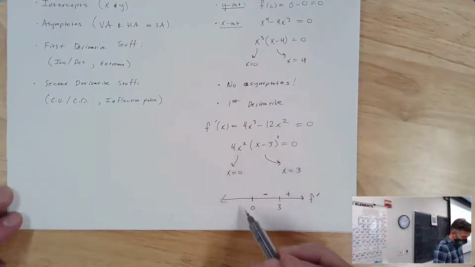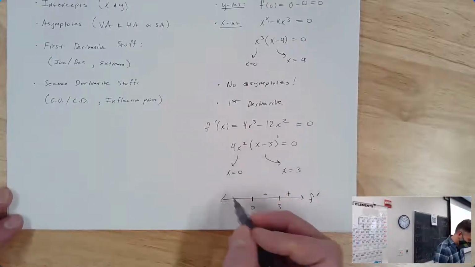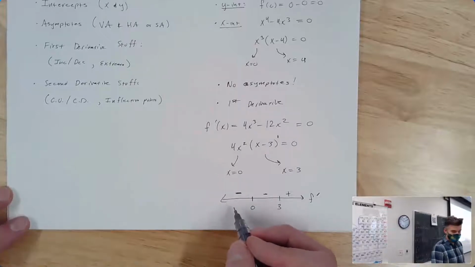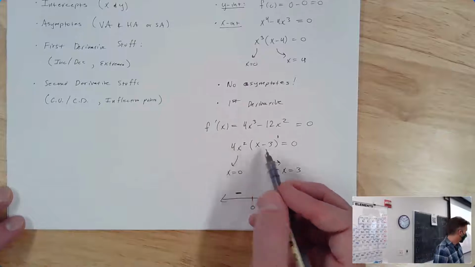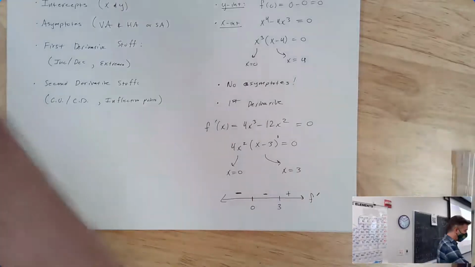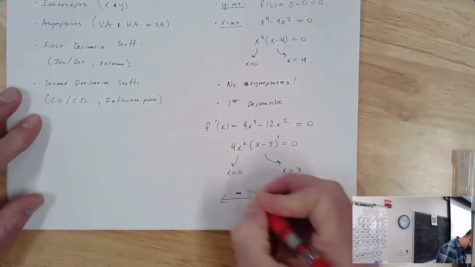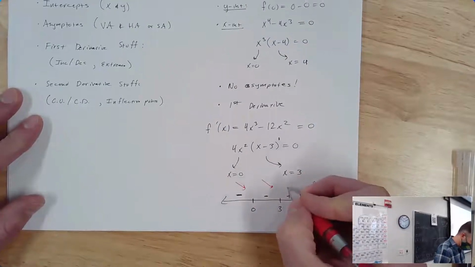And then I do the same thing here. You can either say 0 came from this factor with an even multiplicity, so the sign is going to stay the same. Or you can pick something like negative 1, plug it in, and see that 4 times negative 1 squared is positive, times negative 1 minus 3 is going to be negative. And then I think it's definitely worth your while to say, well, if it's negative, then the function is decreasing. And if it's positive, the function is increasing.